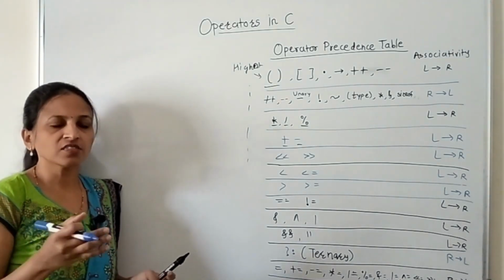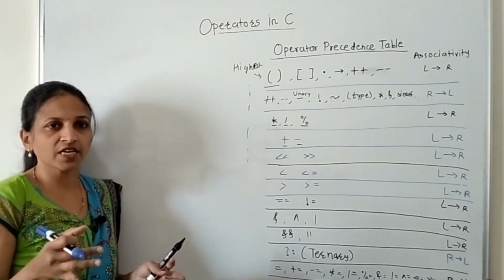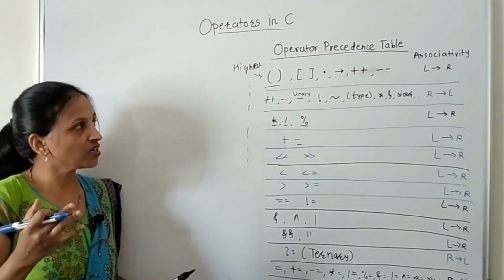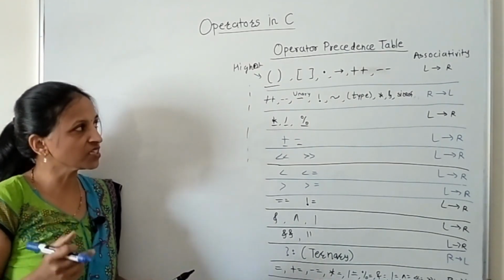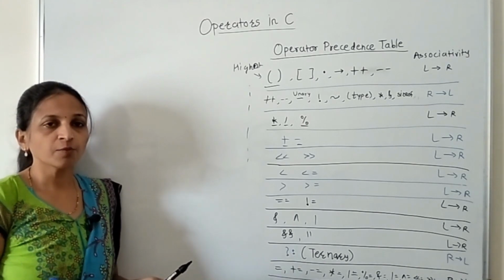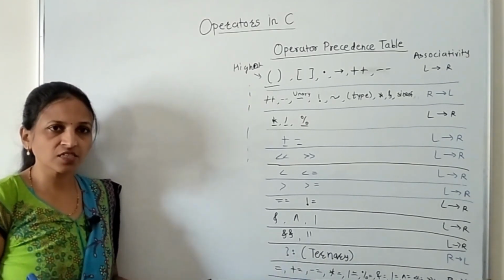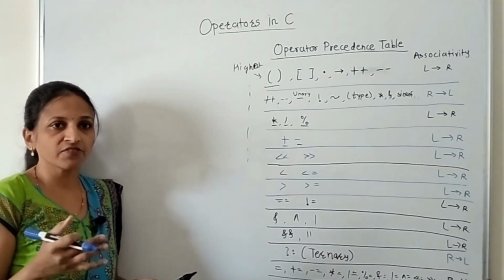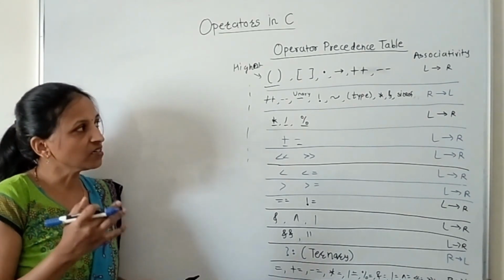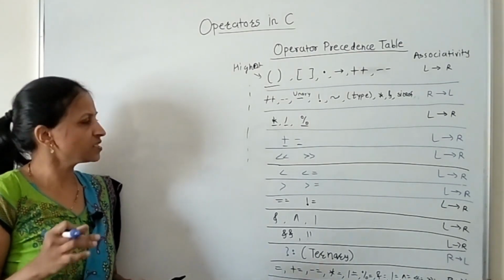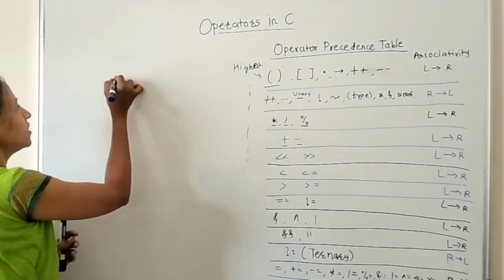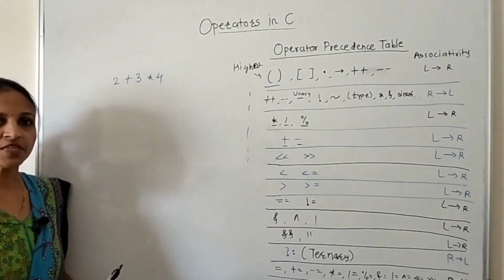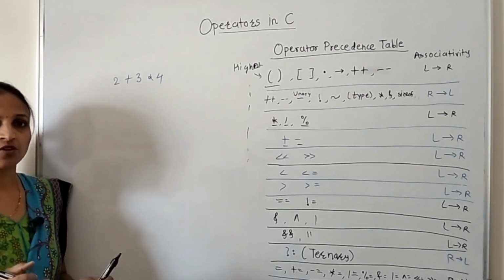In which order the operations will take place in any expression will be decided by precedence or associativity. Associativity comes into the picture when multiple operators have the same precedence; then in which order they get evaluated is decided by the associativity of the operator. Consider one example here. Suppose I have written 2 plus 3 into 4 in this way. Now we have to find out the result of this expression.